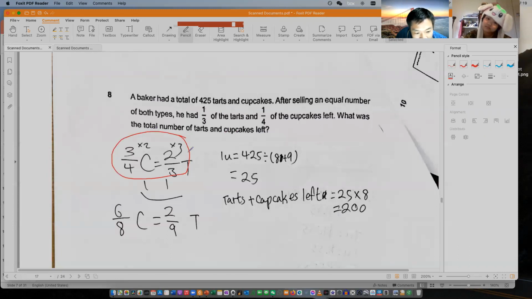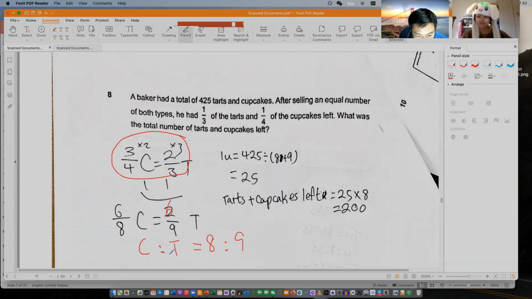So once you get this, you will get the ratio between the C and the T. So what's the ratio actually? 8 to 9. So C is 8, T is 9. Yes, good. Oh, by the way, here is 6, not 2. Okay, good.